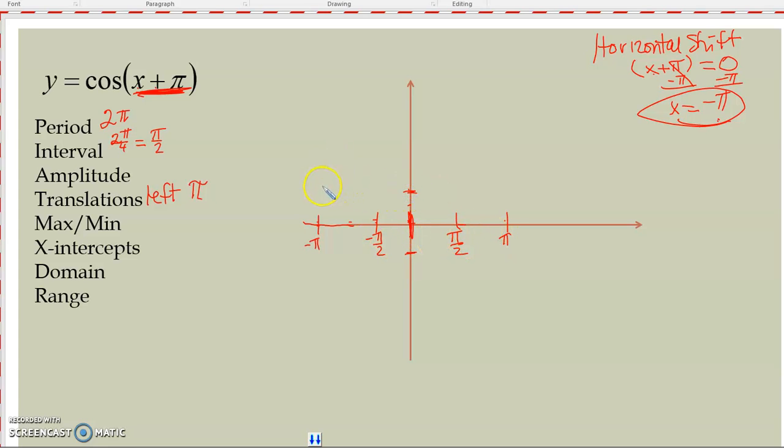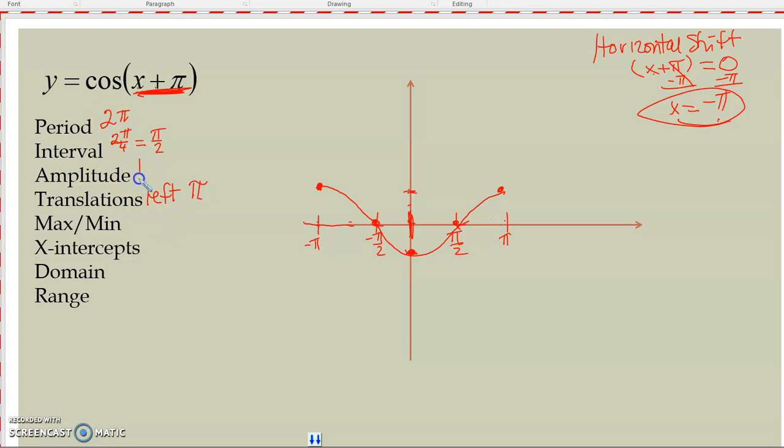This time my graph is going to start here, because I have to shift to the left pi. Then I'm going to go down, and I'm going to come back up. So there's my graph with a horizontal shift to the left pi.